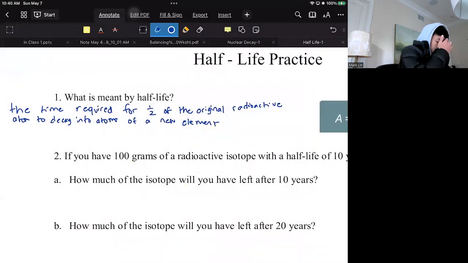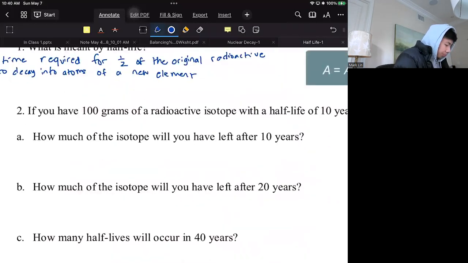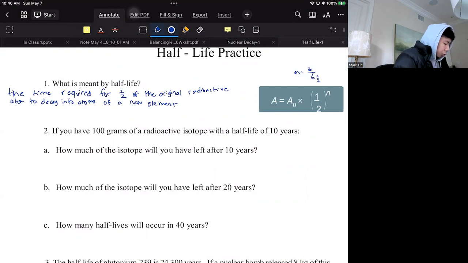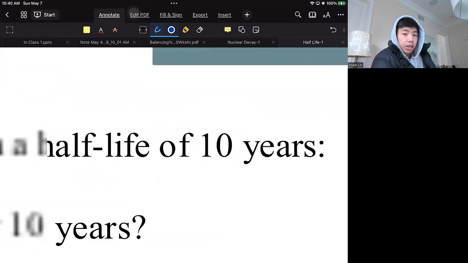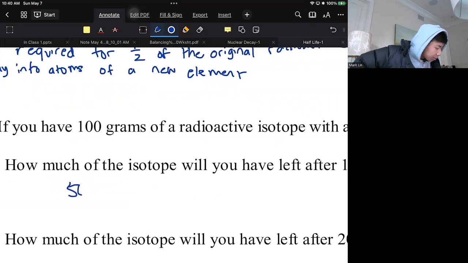All right, number two. You have a three-step question, A, B, and C. You have 100 grams of radioactive isotope with a half-life of 10 years. How much of the isotope will you have left after 10 years? You actually don't need to do any math because you can conceptualize this. The half-life is 10 years and you start out with 100, so after 10 years, that's just one half-life. You're going to have half of the original substance, 50 grams.